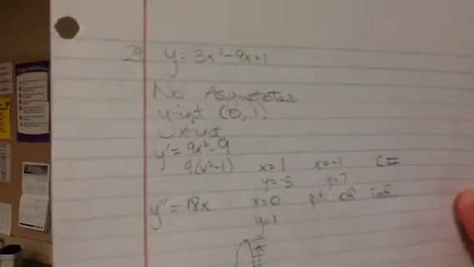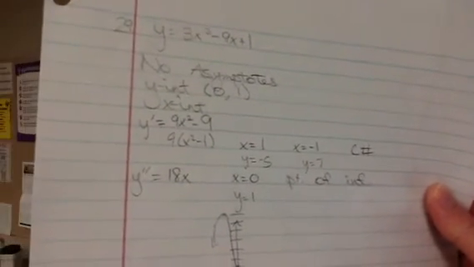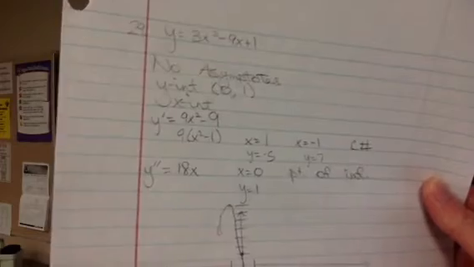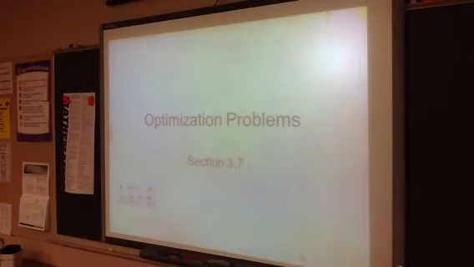We got a first derivative of 9x squared minus 9. Critical numbers are 1 and negative 1. Second derivative is 18x. Point of inflection is (0, 1), and there's your graph. To get that x-intercept, I should have done the quadratic formula.